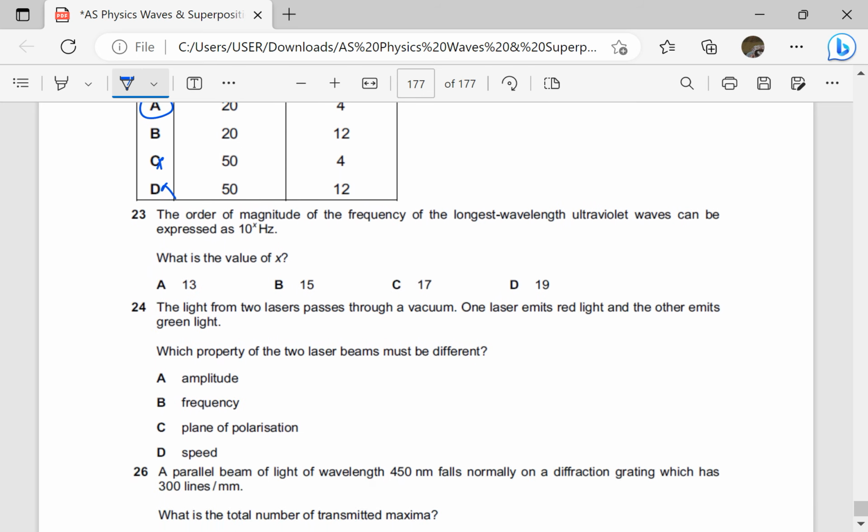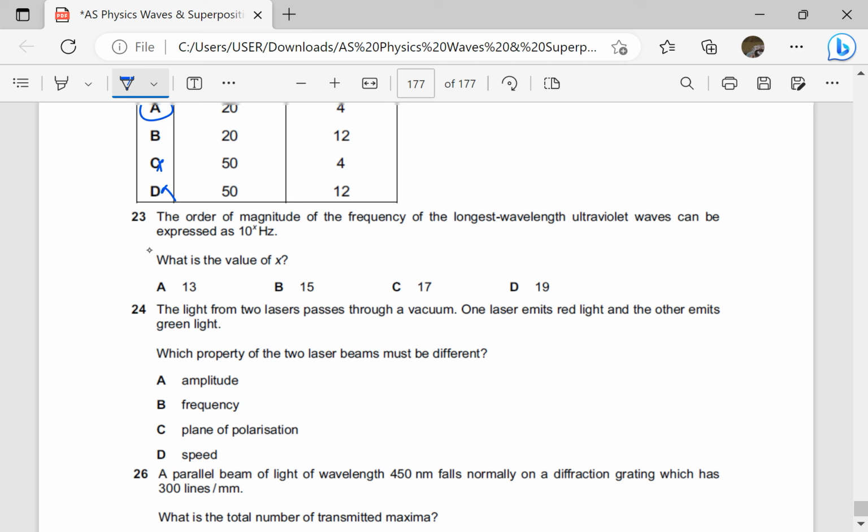The order of magnitude of the frequency of the longest wavelength ultraviolet waves can be expressed as 10 power X. Ultraviolet is just after violet, and violet is 4 times 10 power negative 7 meters.